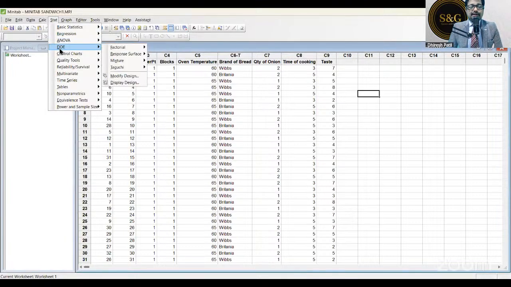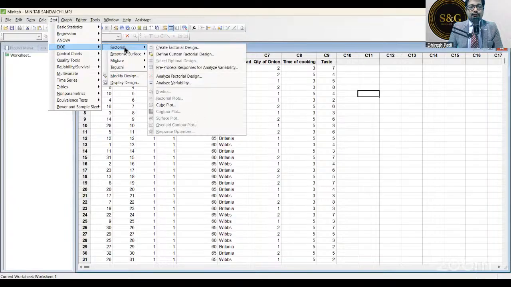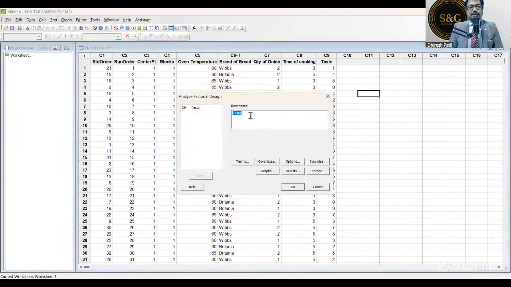Go to Stat, DOE, Factorial Design, Analyze Factorial Design. Everybody follow this path: Stat, DOE, Factorial, Analyze Factorial Design. All right. Yes. Once you click on that, select in the responses, select test.